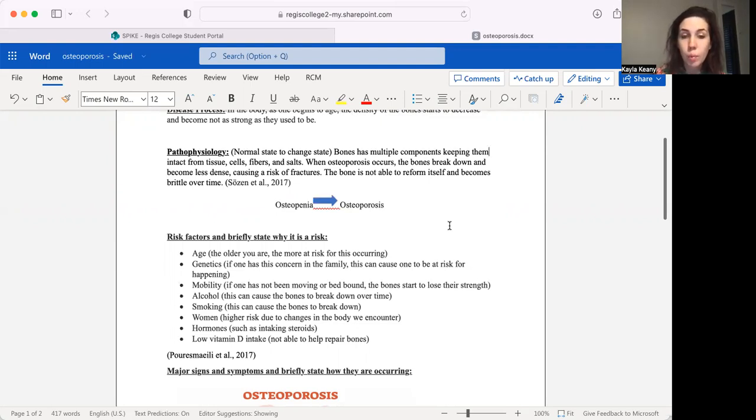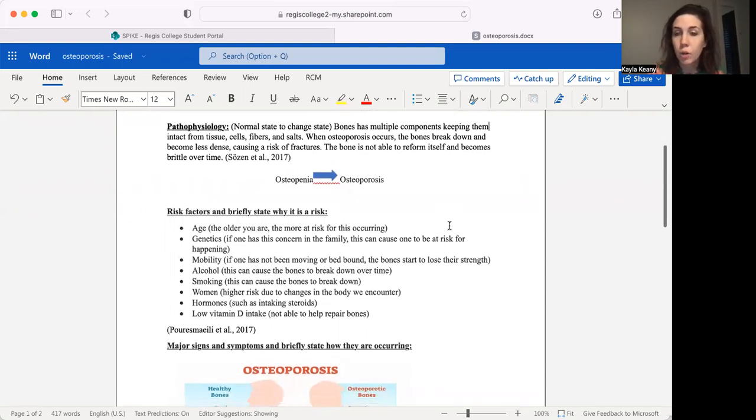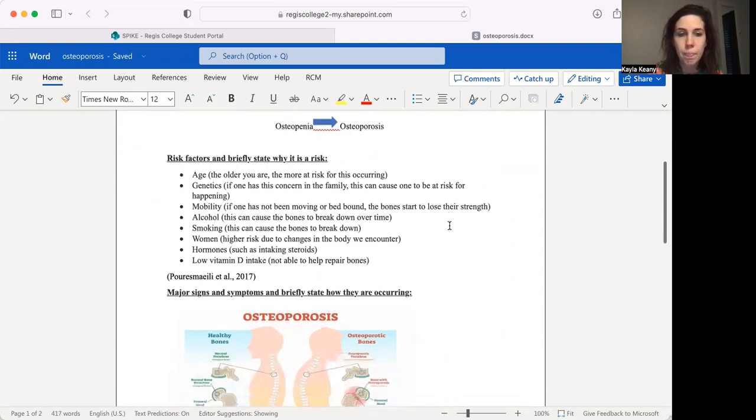Smoking. Women are at a higher risk just because of changes in the body, with menopause occurring. Hormones, especially if you're taking steroids like prednisone, put you at risk. And low vitamin D intake: the body is not able to help repair the bones if you're not having it in your diet.